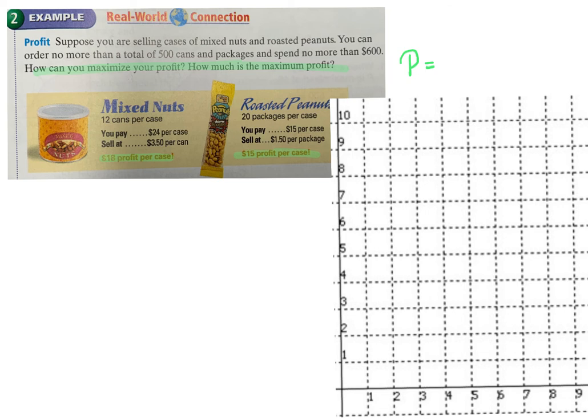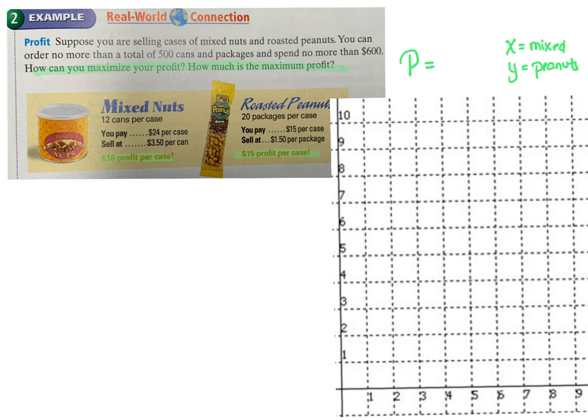I need to assign variables. It's important that you tell me what your variables are, and it's important that you tell yourself what your variables are, okay? Because if not, at the end, you're going to have all these graphs, and you're going to be like, hey, which one was mixed nuts and which was roasted peanuts, right? So you want to make sure that X is going to be mixed, and Y is going to be peanuts. And no, it does not matter which one you choose.